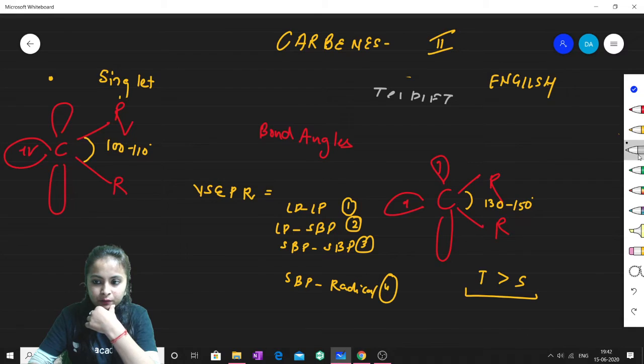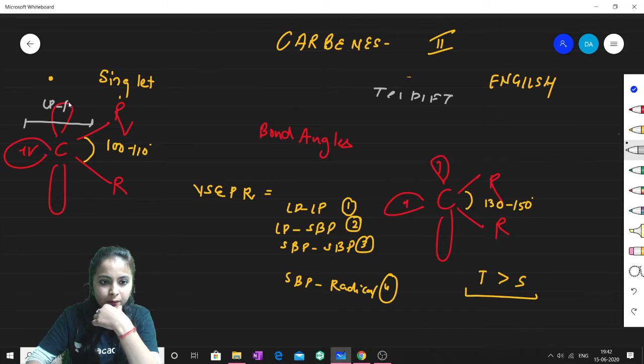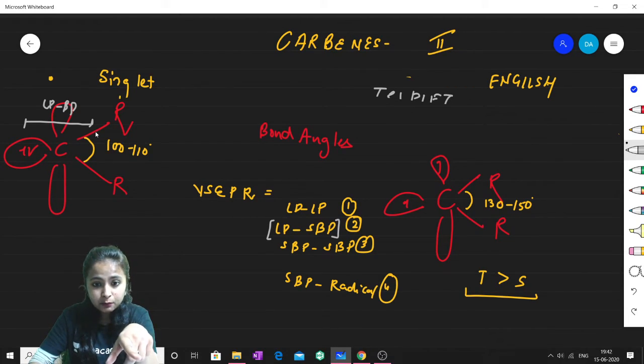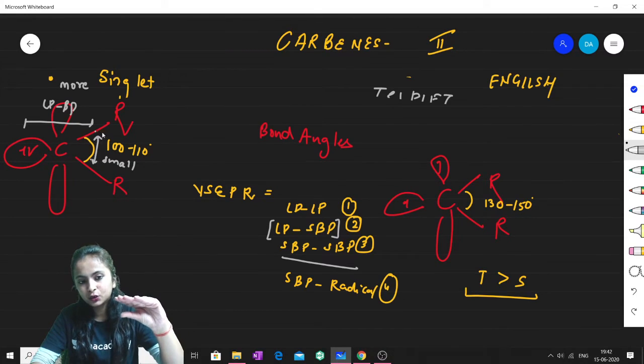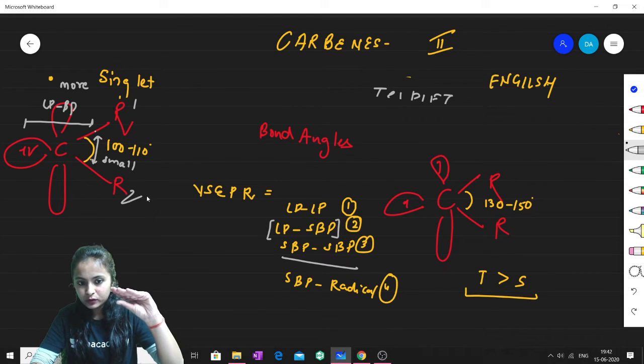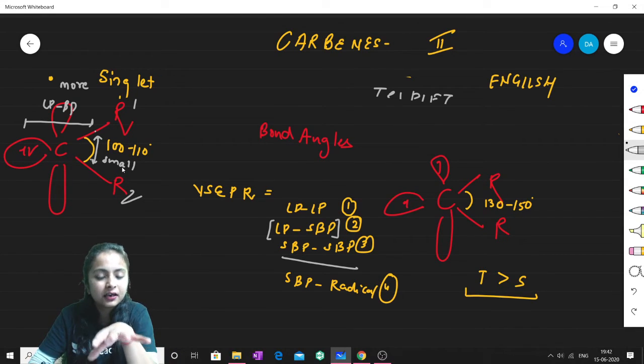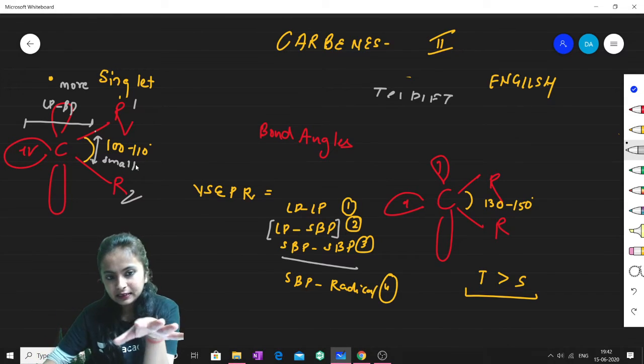So now please have a look. See, these are lone pairs. This is lone pair bond pair repulsion. Fine, this is lone pair single bond pair repulsion. It is greater than bond pair. See, single bond pair, this is smaller. This is small repulsion. This is more repulsion. So just because at this point there is more repulsion, R1 and R2 will be squeezed, and therefore the bond angle is 100 to 110. This is the range of bond angle in singlet carbene.